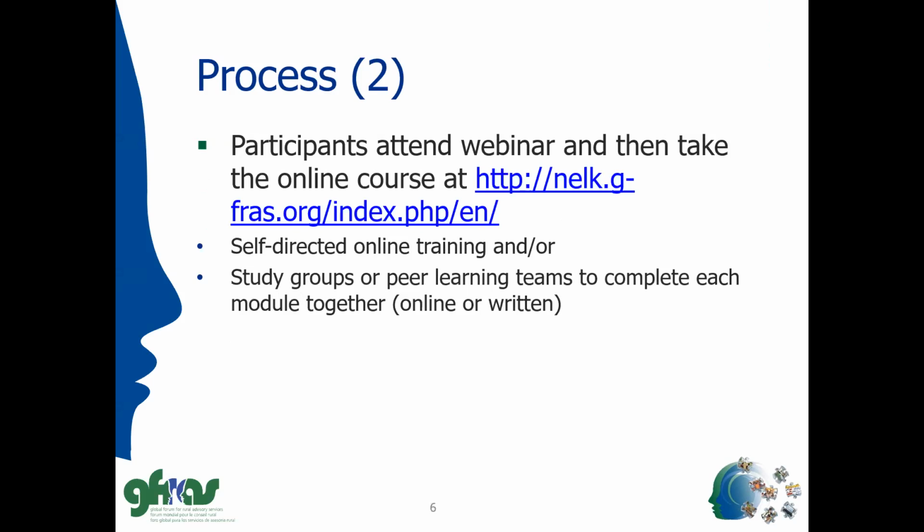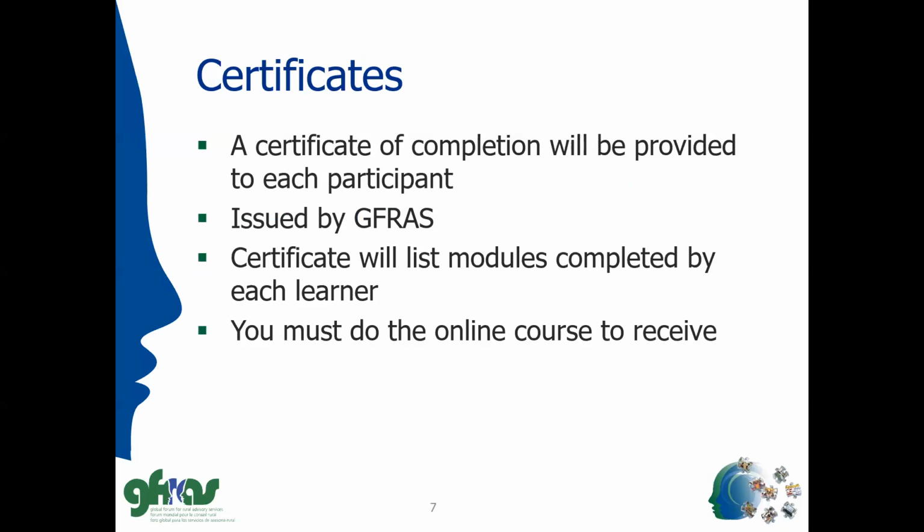I see that some of you are already in groups. For instance, the UFOS team is working as a group. You can work online, but you can also do a face-to-face training if it suits you in your country or wherever you are. So we can do self-directed learning, or we can form these study groups, depending on what your situation is. We're going to be providing certificates of completion to all of those who go to the online version and complete that module. These will be issued by GFROS, and they will list all of the modules that you have completed. So you have to do the online course in order to receive the certificate.